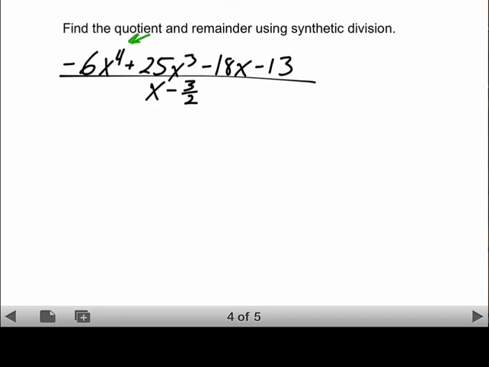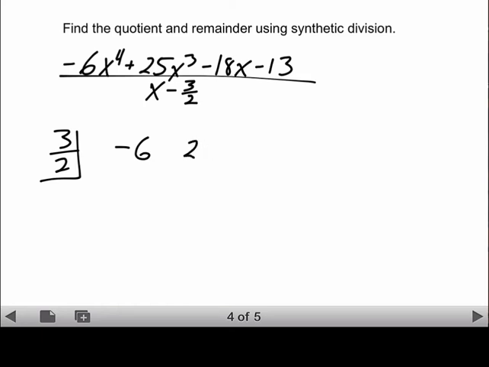We've got negative 6x to the 4th. We have an x cubed. We have an x squared and then a constant, but then I see we're missing something. So we're going to have to fill in a 0 in our synthetic division. 3/2 is going to go into the penalty box. And then we've got negative 6, 25.